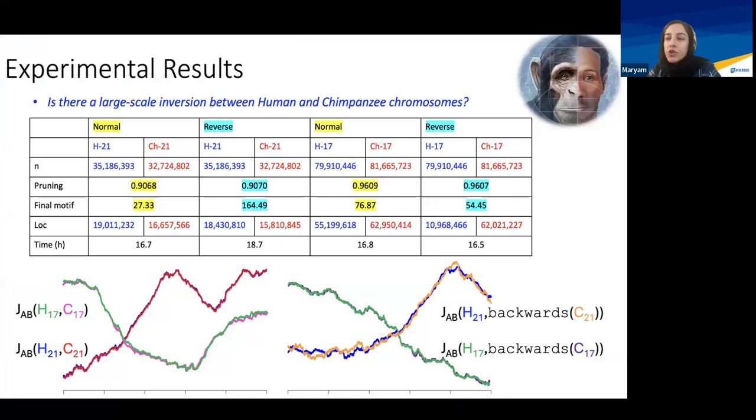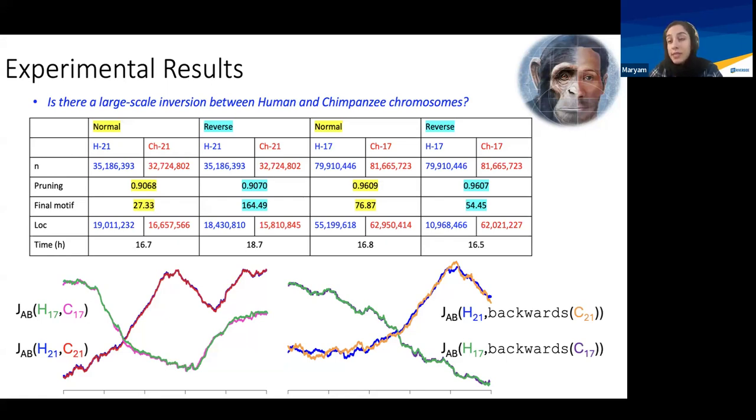And finally, I would like to talk about a cross-species comparison we did. MOMP revealed conserved and inverted motifs between human and chimpanzee chromosomes, offering insights into evolutionary biology. MOMP was used to identify large-scale inversions between human and chimpanzee chromosomes 17 and 21. Inversions in chromosome 17 were confirmed through detailed comparisons, demonstrating MOMP's effectiveness in cross-species time series motif analysis.